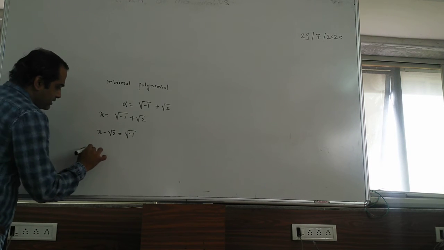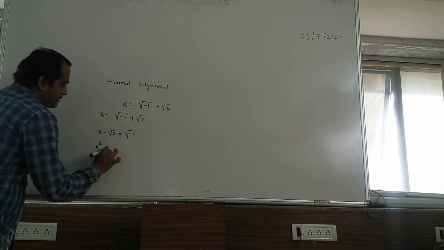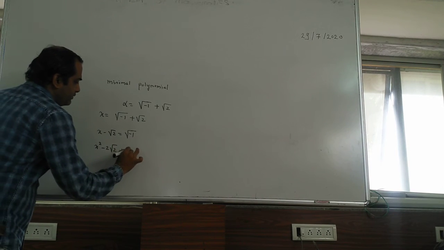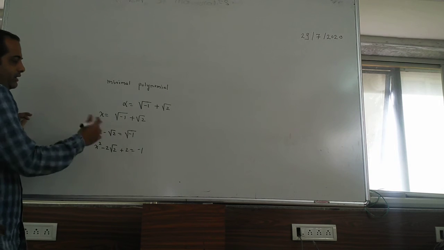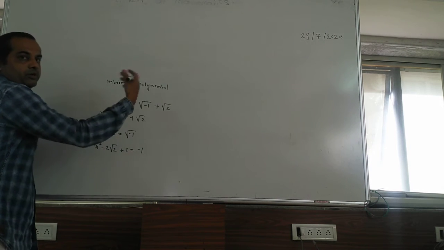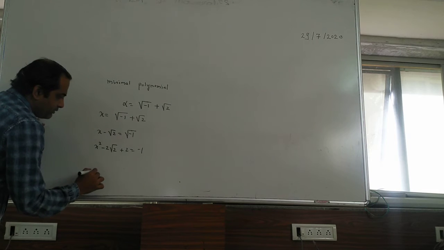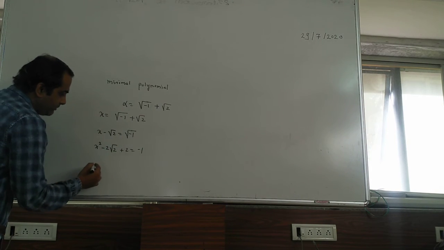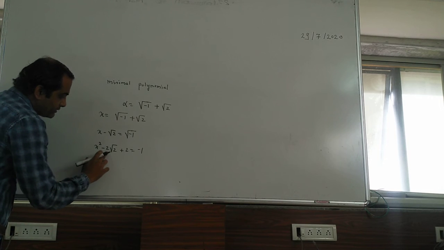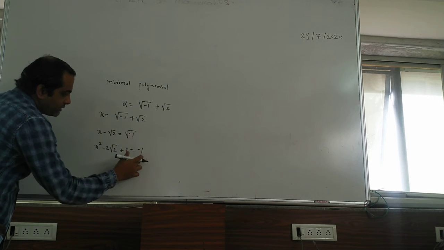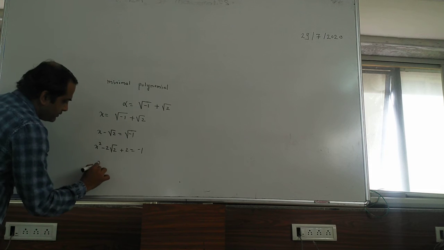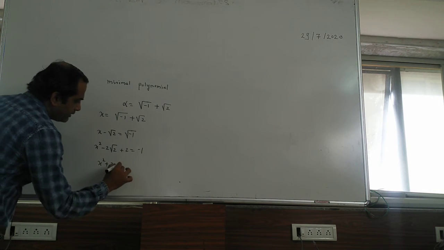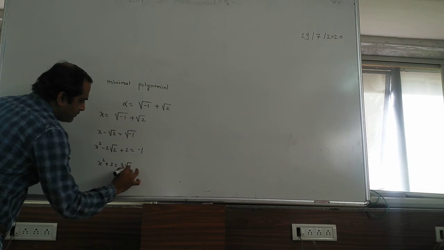Take the square on both sides. So you have x square minus 2 root 2 x plus 2 is equal to minus 1. Take minus 1 to this side, 2 root 2 x to this side. Finally, you get a polynomial p of x. Okay, a minimal polynomial. So x square plus 3, okay, is equal to 2 root 2 x.